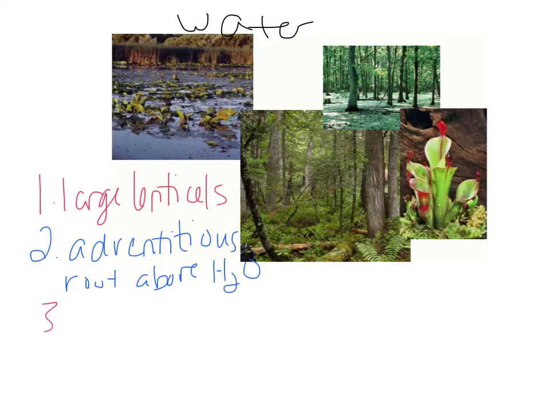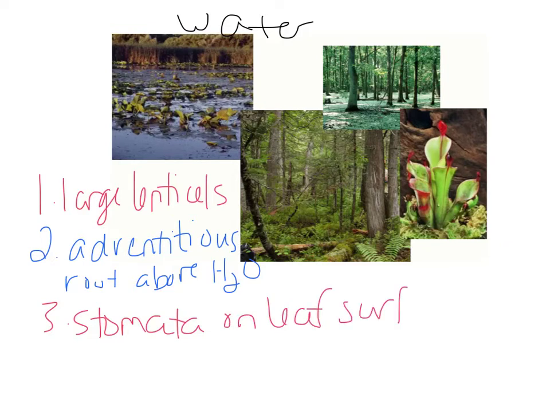Okay, their stomata may actually be on the leaf surface instead of on the bottom of the leaf. They may be on top of the leaf so that if the plant sits there and floats on top of the water, then the stomata for gas exchange is actually on the top, on the part that's exposed to the air. Okay? And some of them also have what is called aerenchyma.